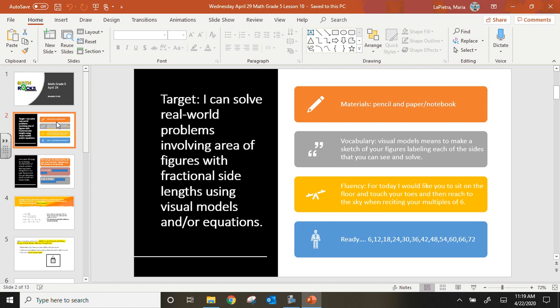For your fluency today, I'd like you to sit on the floor and touch your toes and then reach up to the sky when reciting your multiples of 6. I'm going to give you a second to get off of your seat or your chair, your couch, or your bed and sit on the floor, or sit on your bed, whichever you choose. Touch your toes and reach your hands up to the sky. When you touch your toes or when you reach to the sky, you could say a multiple, whichever one.